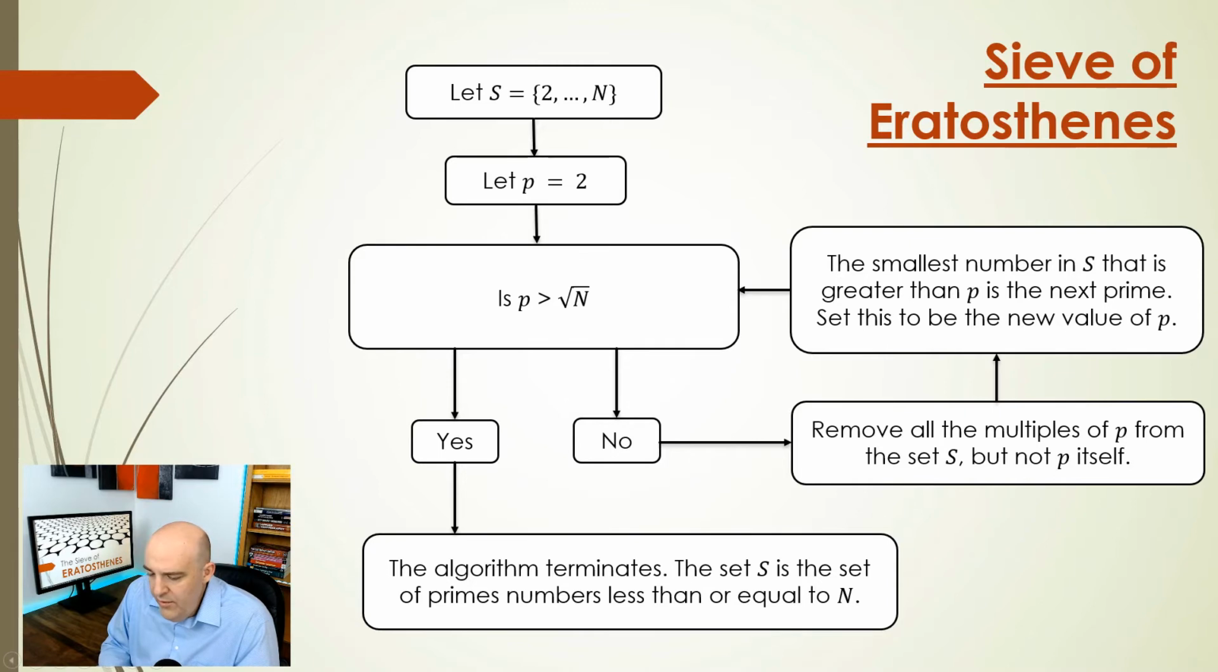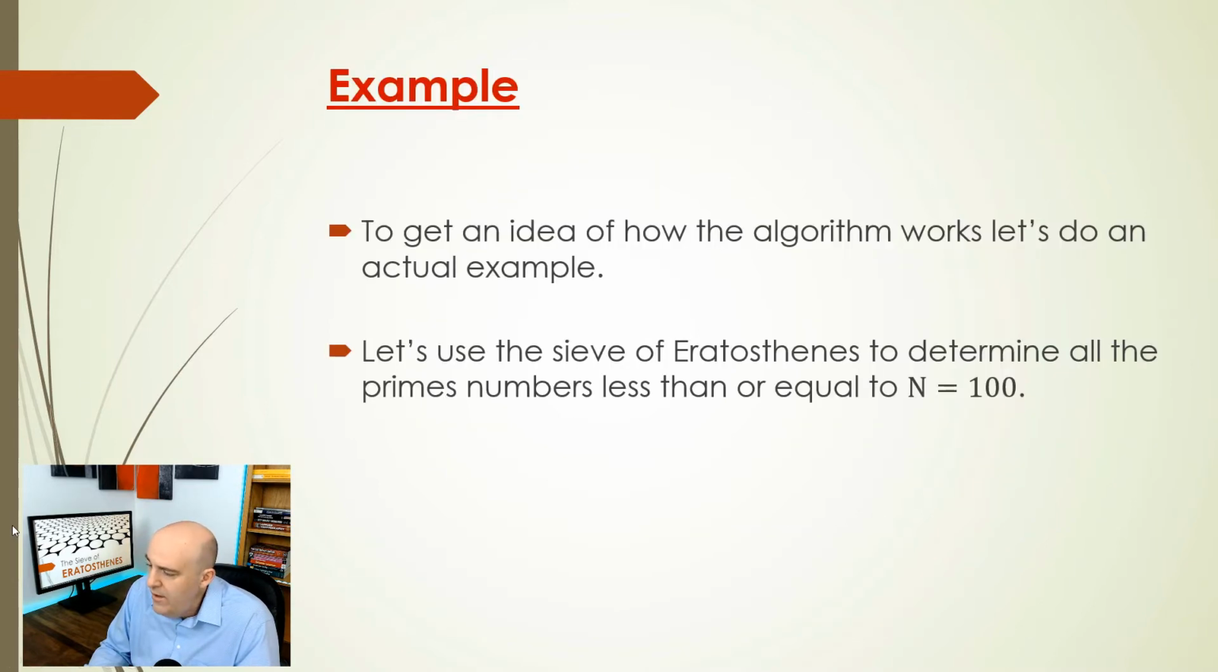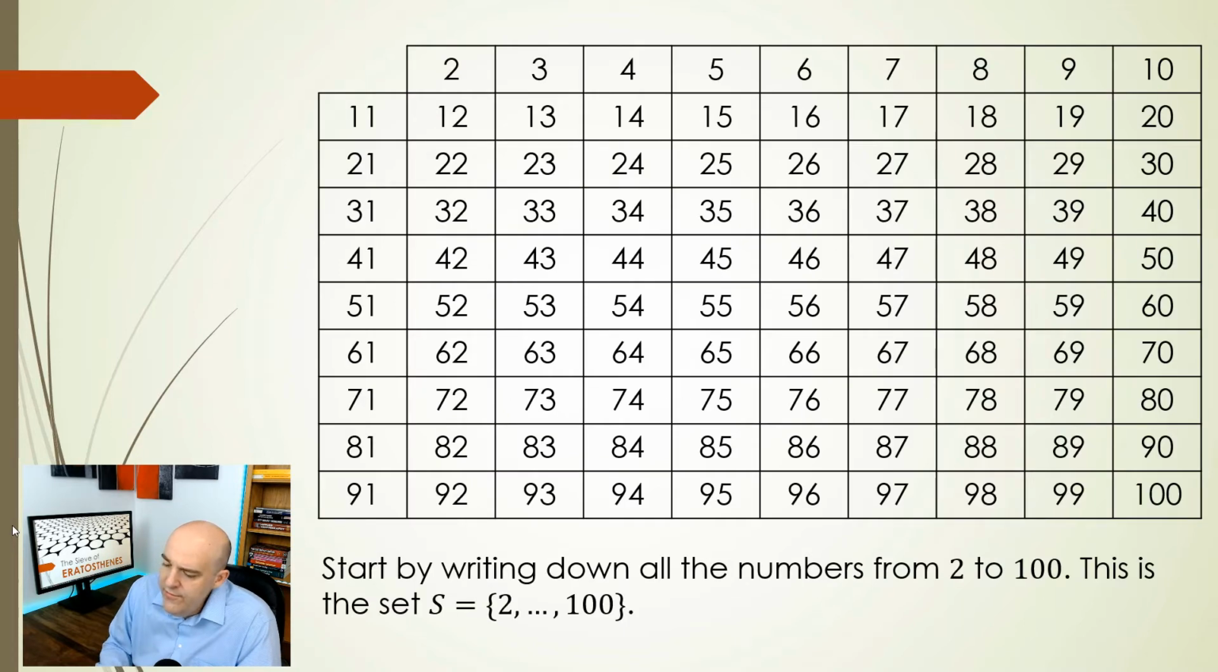So in order to make this clear, why don't we do a little example, and let's find all the prime numbers up to 100. Then it'll become more clear the way this works. To start, let's just write down all the positive integers from 2 to 100. It doesn't matter how you arrange them. You can do it in any way.